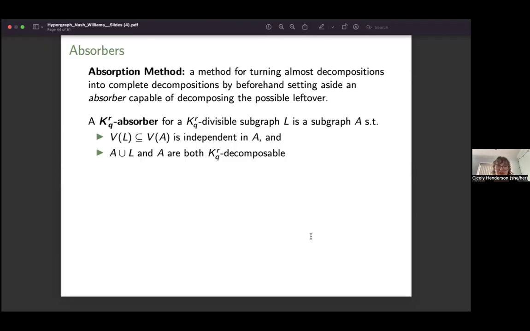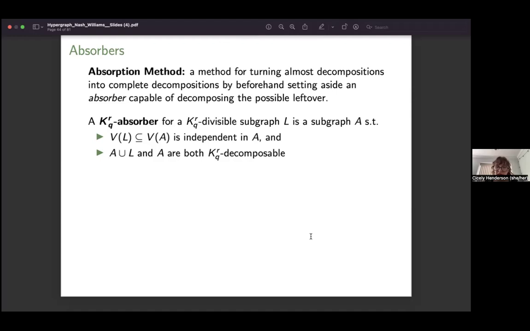So I like to think of the absorption method as having a little bit of foresight. First, you preserve this special graph, then finding an almost decomposition in general is much easier than finding a complete decomposition. And then you let the absorber do the work to take that almost decomposition into a complete decomposition.